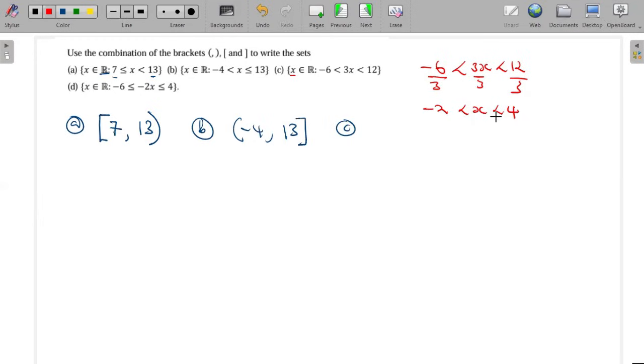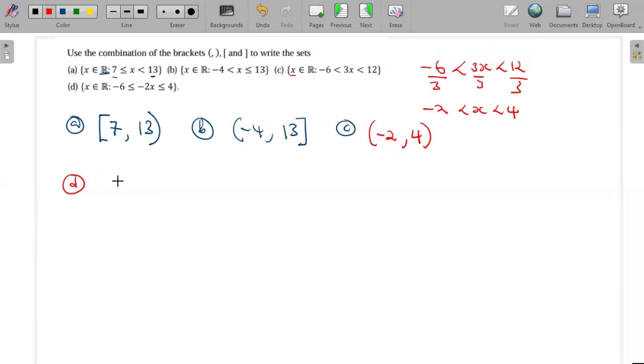So this here is what we have to write. And you see there's strictly less than, so it means you're going to have an open parenthesis. So you have negative 2, comma, 4, like that. Okay, and then the next one, you have D there. So D here is given by, you see x is a real number such that it starts at negative 6 and goes to 4. But there's negative 2x in between there.